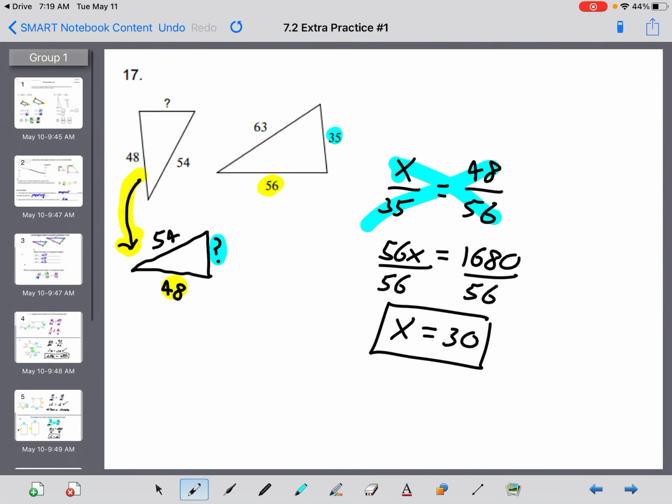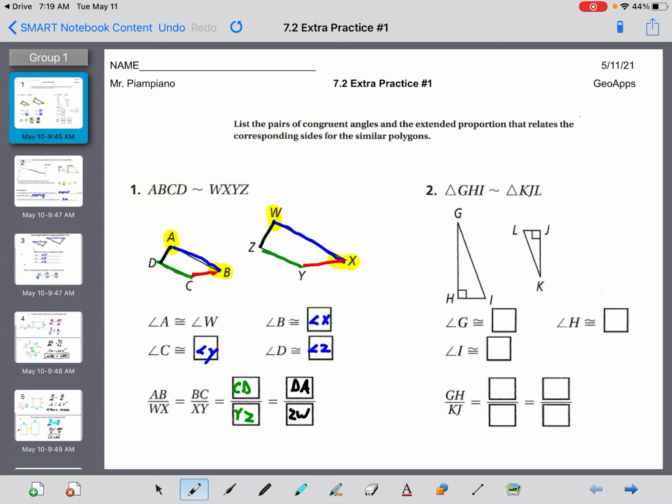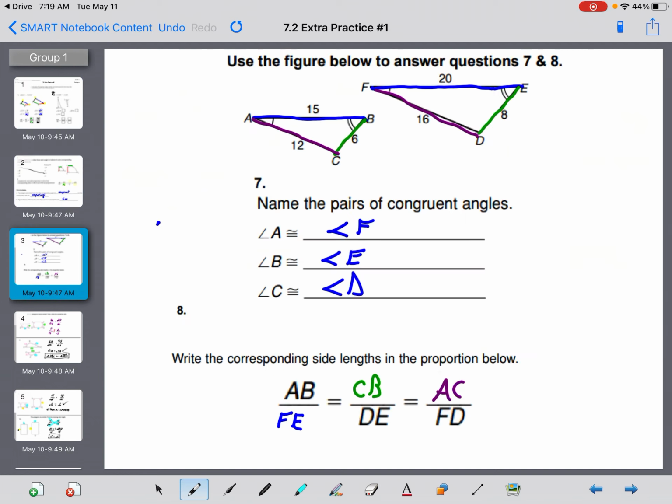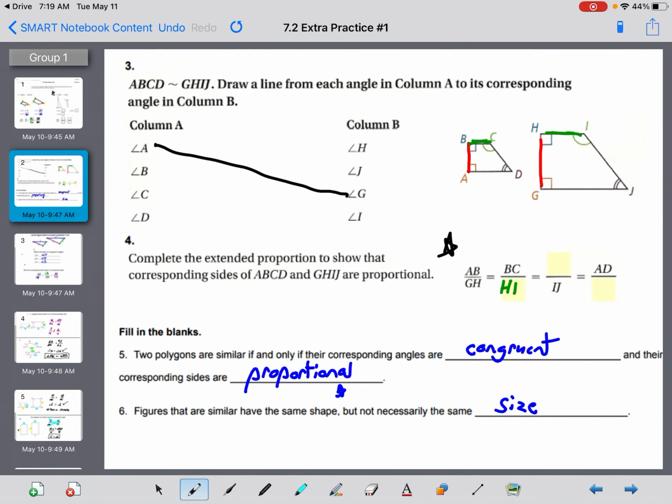Okay, don't forget to fill out the ones that I've missed or left blank, like number 2. Okay, finish up your proportion here.